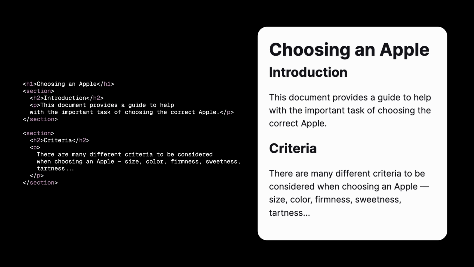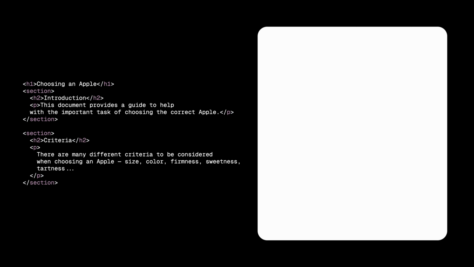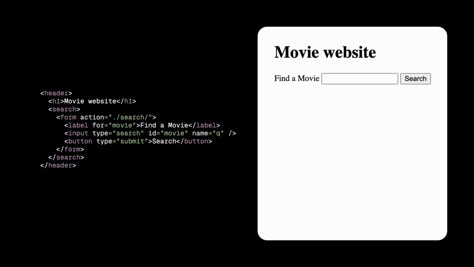Section represents a generic standalone section of a document, which doesn't have a more specific semantic element to represent it. Sections should always have a heading with very few exceptions. Search represents a part that contains a set of form controls or other content related to performing a search or filtering operation.